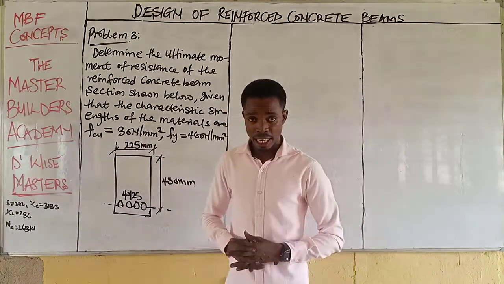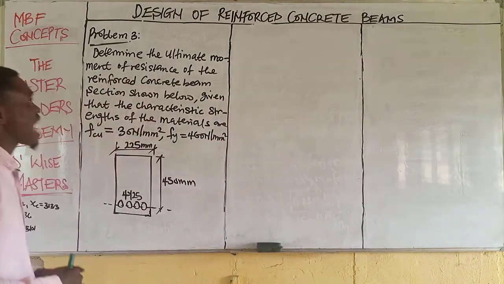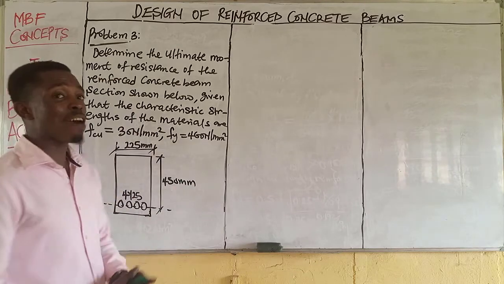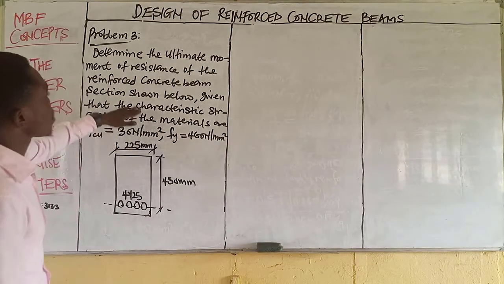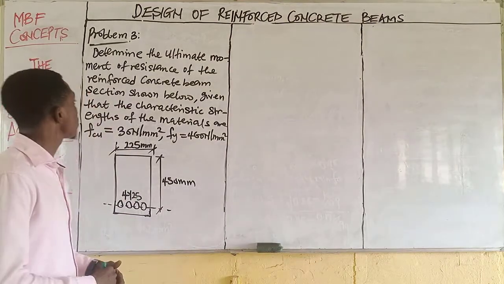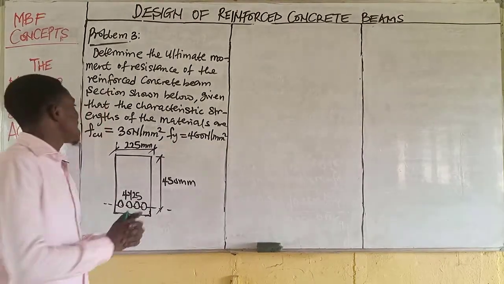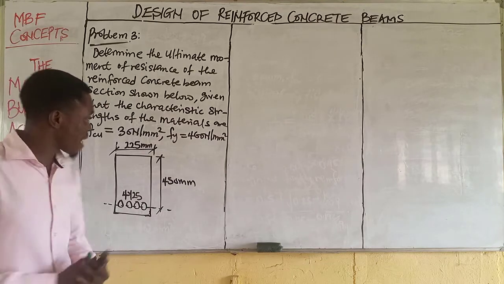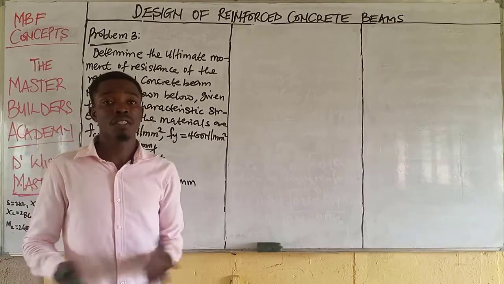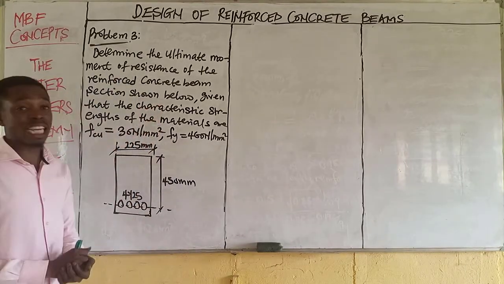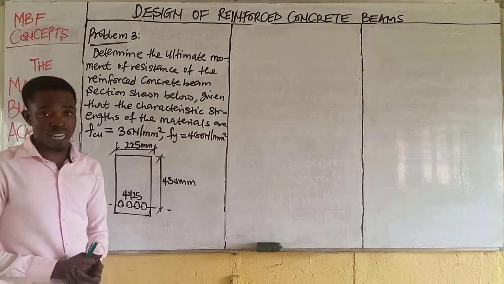So if this is taken, let's get to the business of the day. Now, on the board, we are still examining the design of reinforced concrete beam. And now we have problem 3 before us. As you know, we are problem solvers. So therefore, we are asked to determine the ultimate moment of resistance of the reinforced concrete beam section shown below, given that the characteristic strengths of the materials are 30 for concrete and 460 for steel. Now, this is the sketch or the diagram shown below with the respective dimensions and the area of reinforcement.